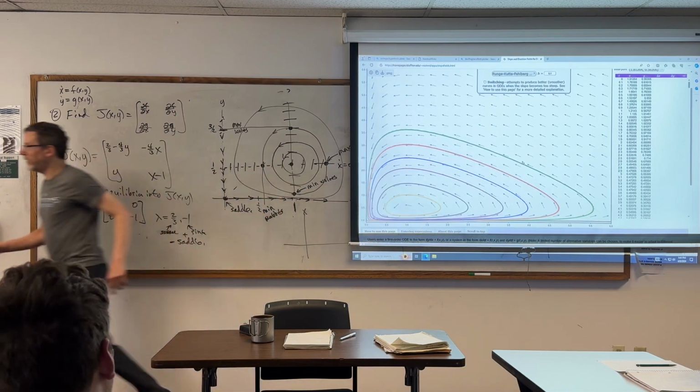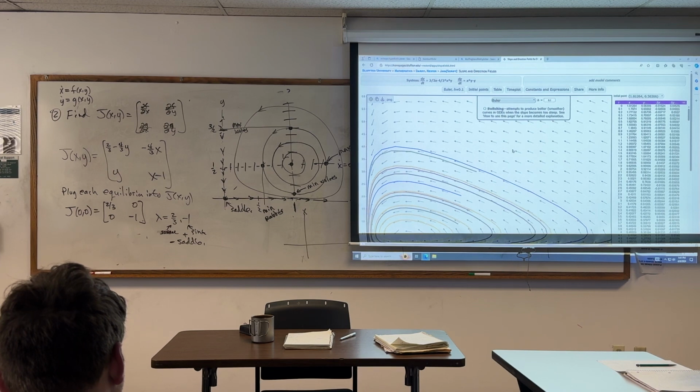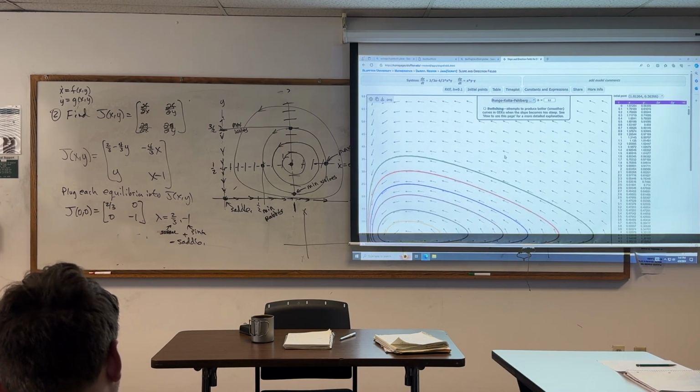But this is an illustration of the thing I was talking about, that when we predict centers, we have to be really careful because centers are easy to screw up, like that. So if your numerical method is poor, you might think it's not a center. You really need to have high precision.